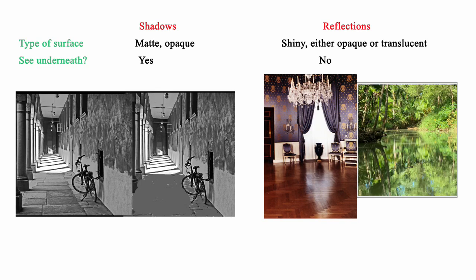Shadows are best seen with matte or opaque surfaces, and we should not see underneath. Here we see a shadow on tile, and when I remove the tile, it looks less like a shadow. Reflections, on the other hand, are on shiny surfaces that are either opaque or translucent, and we do not see underneath. So for example, with this water, we see the reflection, but we can't see under the water.